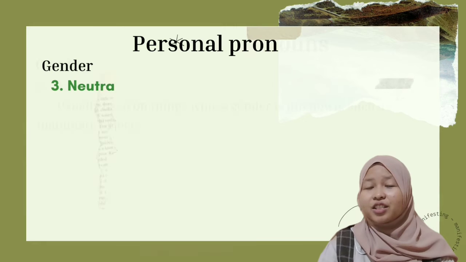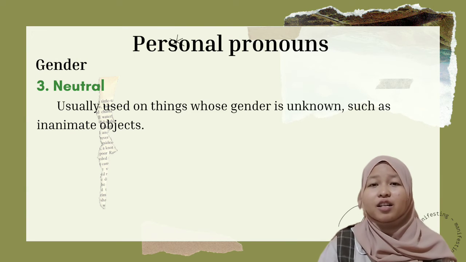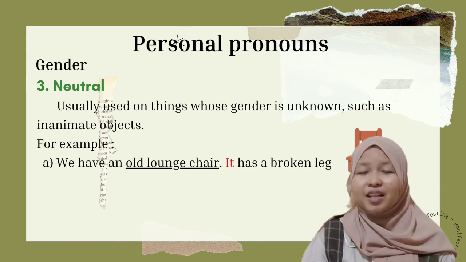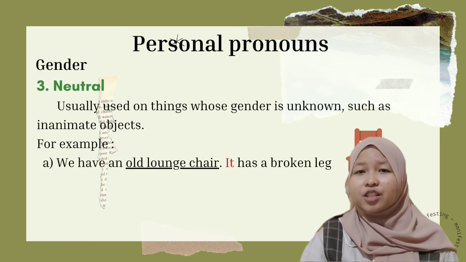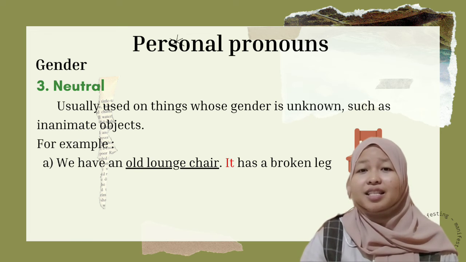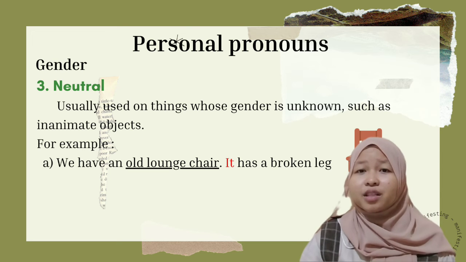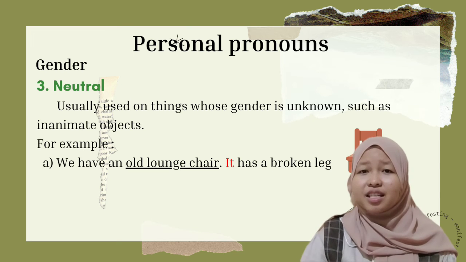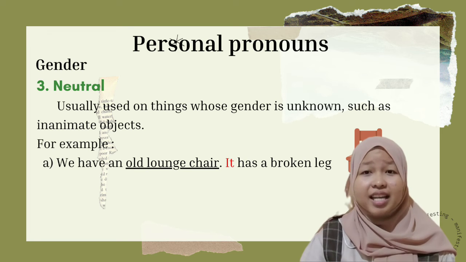Neutral. Neutral is usually used on things whose gender is unknown, such as an inanimate object. Neutral pronouns can be found in the following sentences. We have an old lounge chair and it has a broken leg. In this sentence, what is explained is not the word we, but the condition of the old lounge chair, which is an inanimate object. The next sentence uses it.